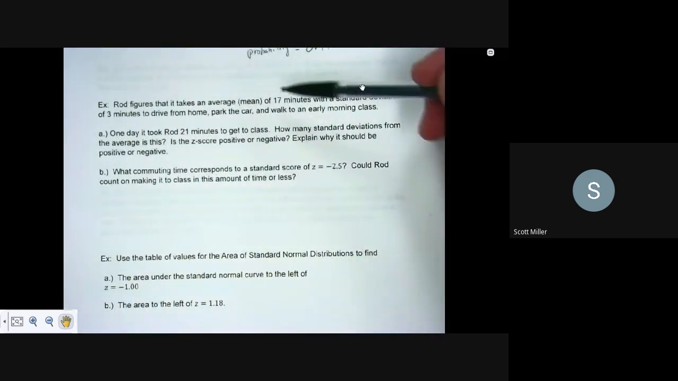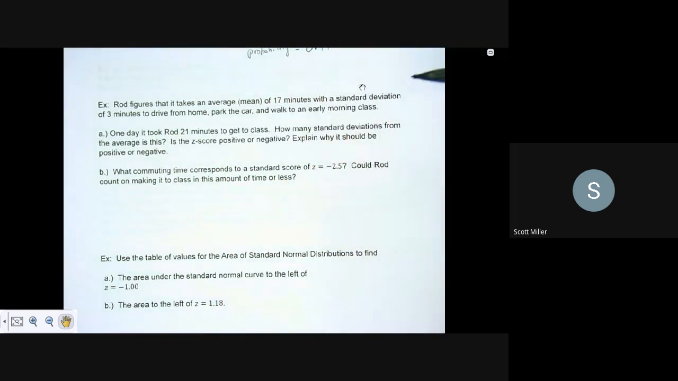Rod figures that it takes an average of 17 minutes with a standard deviation of 3 minutes to drive from home, park the car, and walk to an early morning class. One day it took Rod 21 minutes to get to class. How many standard deviations from the average is this?